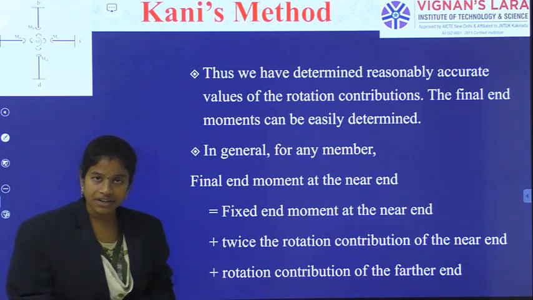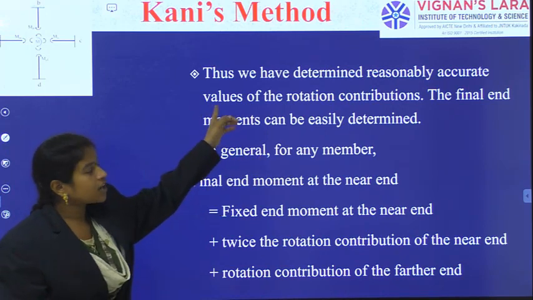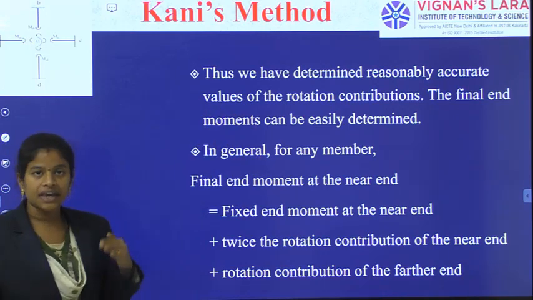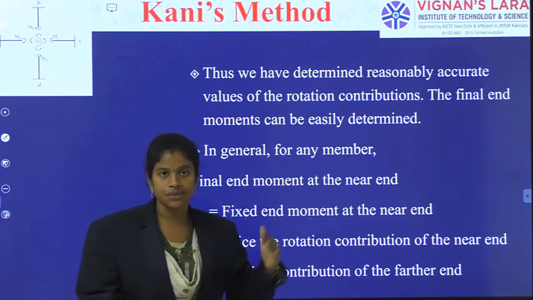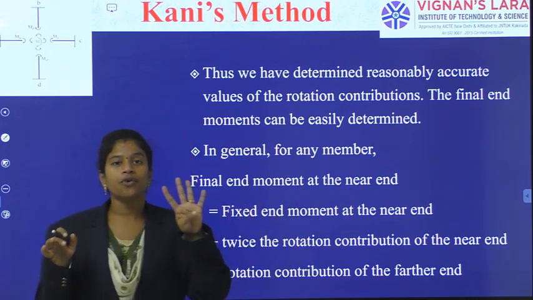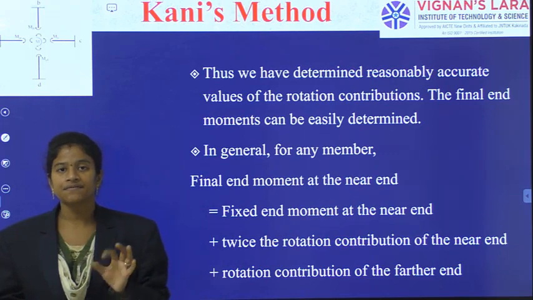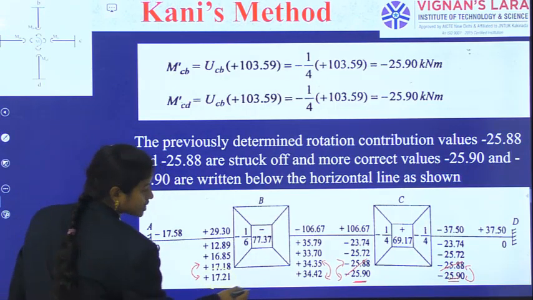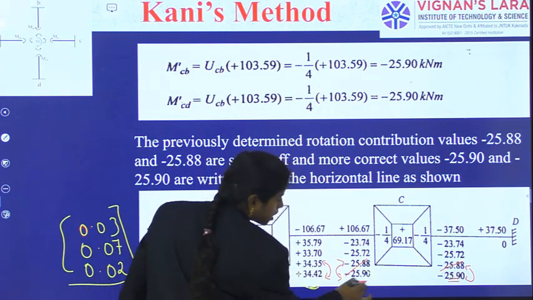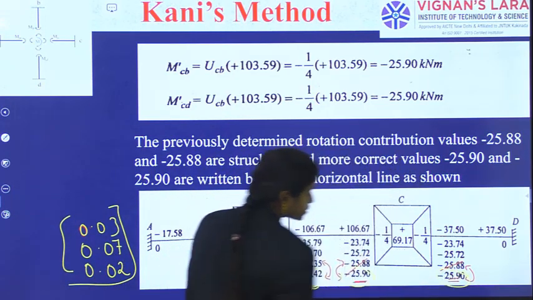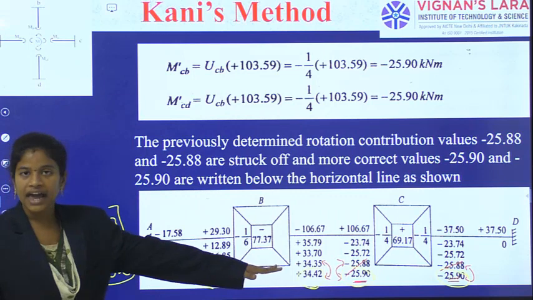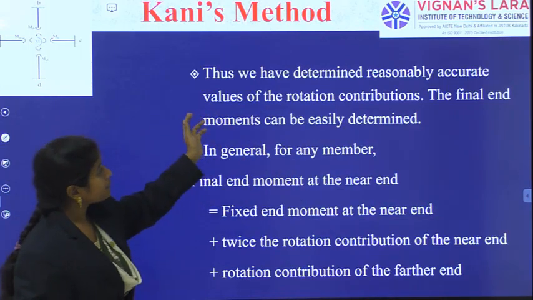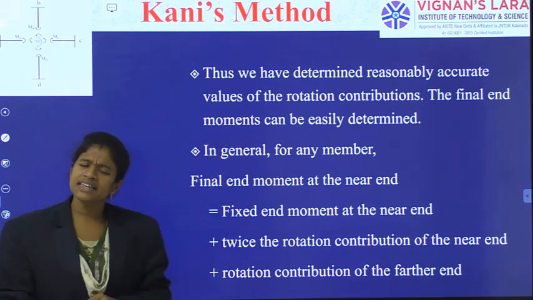Thus we have determined reasonably accurate values of the rotation contributions. Okay, m dash BA, m dash BC, m dash CB, m dash CD. Those 4 values we have calculated as the final answers. See here, the final accurate answers may be the last outputs. Those final 4 accurate answers we have observed, and in general the final end moments are easily determined.